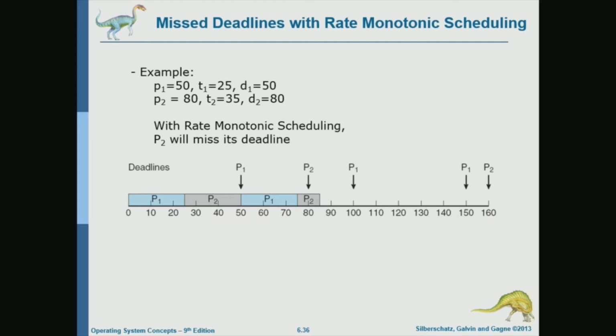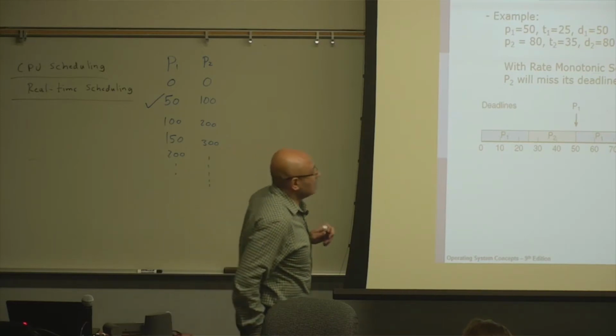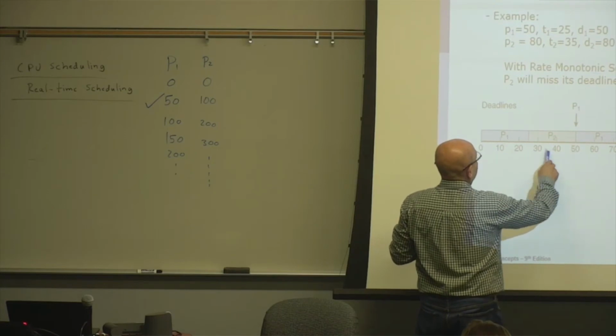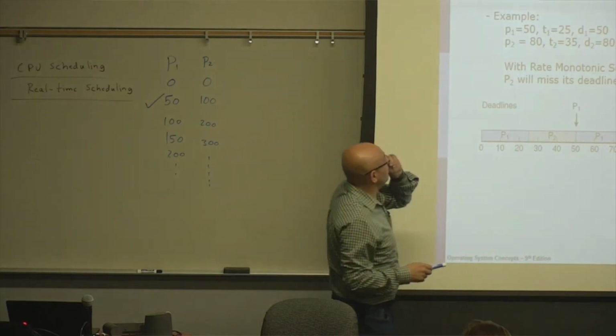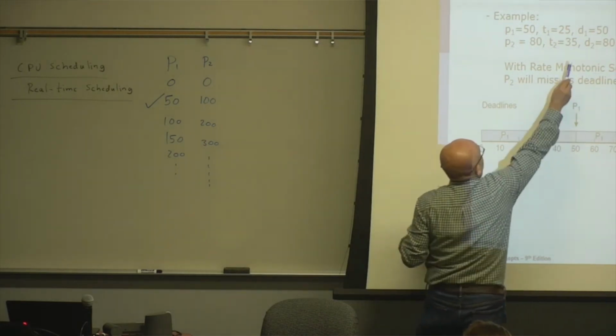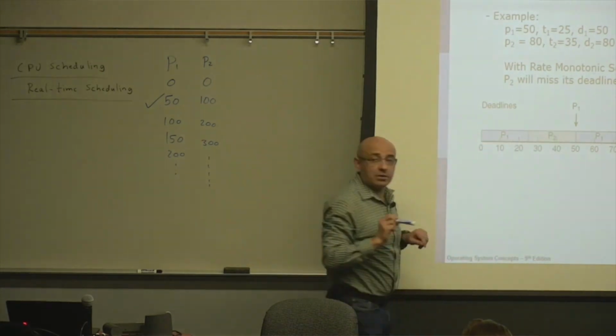P1 has a CPU burst of 25, so 50 plus 25 is 75. At time 75, P2 gets the CPU. Now, how much time does P2 need? 10 more, because it got 50 minus 25, that's 25, and the total is 35, so it needs 10 more.